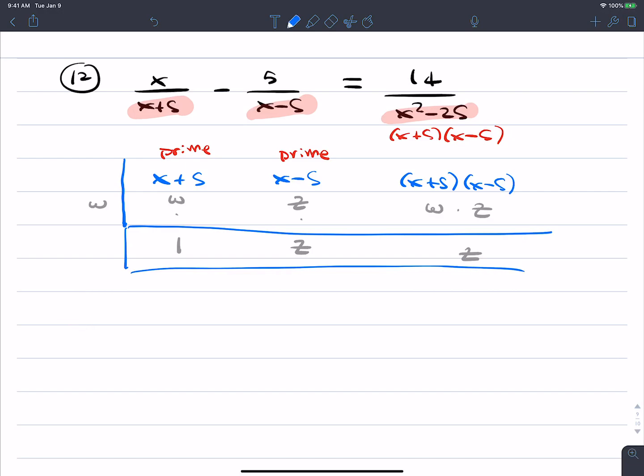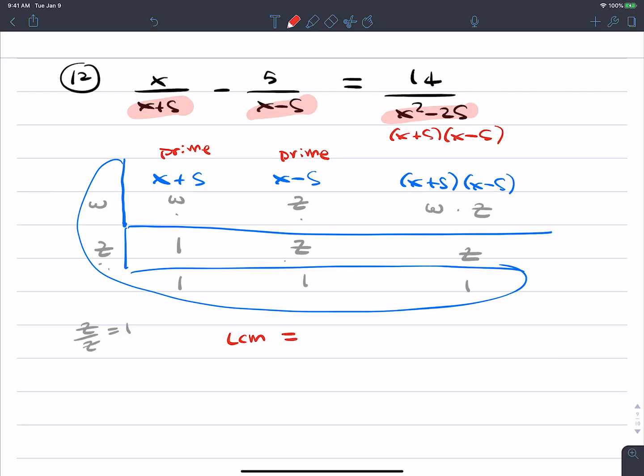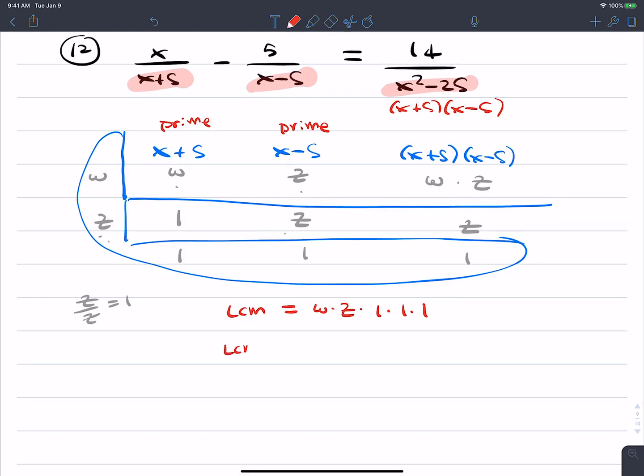So give me a prime that goes into at least two of these terms. What are you guys going to say? Z. Good. Does Z go into 1? No. Bring down the 1. Does Z go into Z? Yes. Z divided by Z is 1. And does Z go into Z? Yes. 1. What do you guys notice? Can you repeat this process? The answer is no. So what's this LCM going to be? You're going to say it's going to be W times Z times 1 times 1 times 1, or you say this is just that WZ. Is that right?